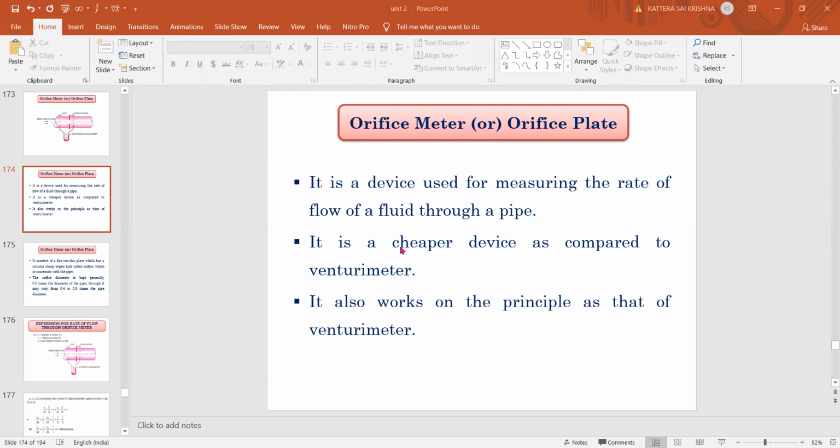The venturi meter works on the principle of Bernoulli's equation. Similarly, the orifice meter works on the same principle. Again, we are going to use Bernoulli's equation to find the energies: total energy at section 1 is equal to total energy at section 2, and we derive our discharge formula using Bernoulli's equation. Just as we did for the venturi meter, we will do the same for the orifice meter.